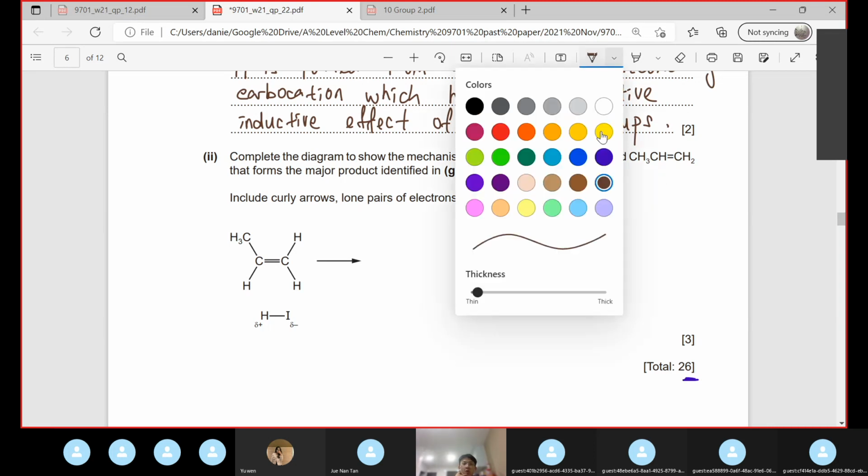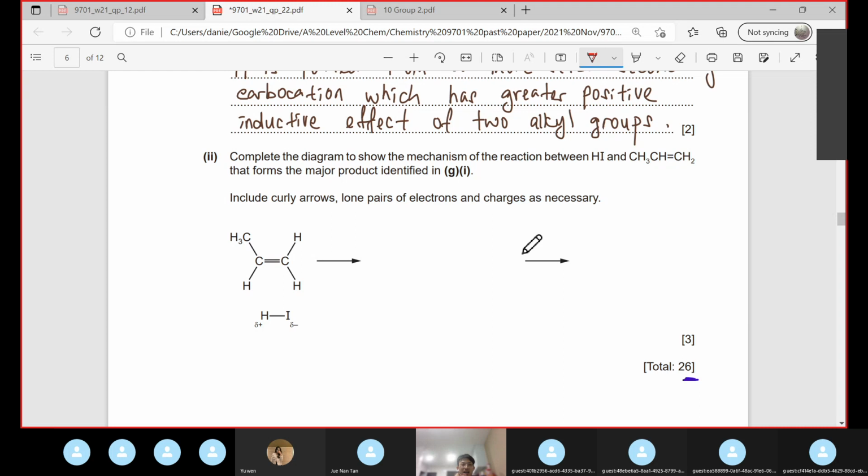And in this question, they even draw many things for you already. They include the reactants, the propene and the hydrogen iodide. They even draw the partial charge for you. This is something the question usually doesn't provide, but this year they provide. I believe they notice a lot of you always forget it. So when it comes to mechanism, please remember to always write down the partial charge.